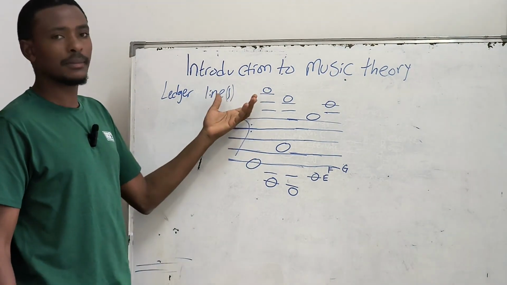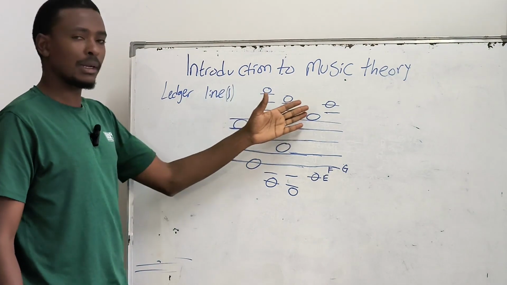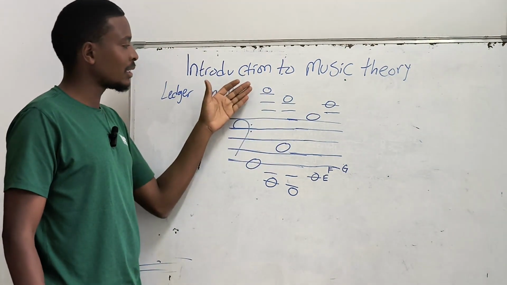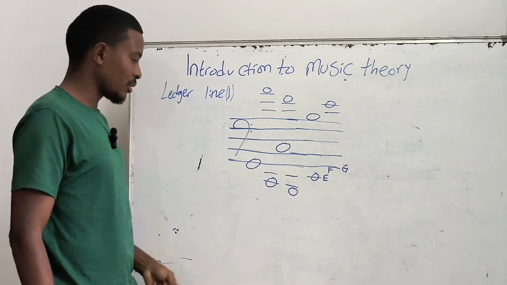So the ledger lines, the definition would be short horizontal lines that are used to indicate notes above or below the staff.